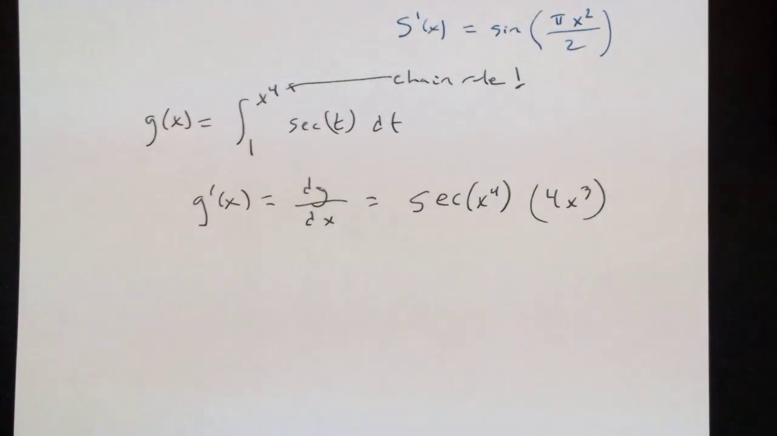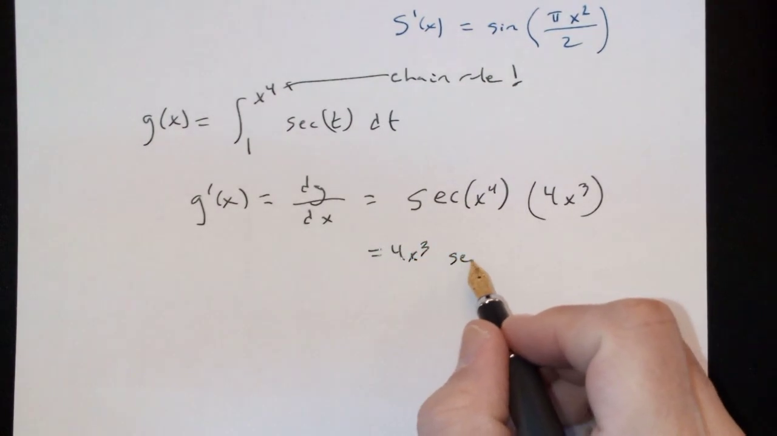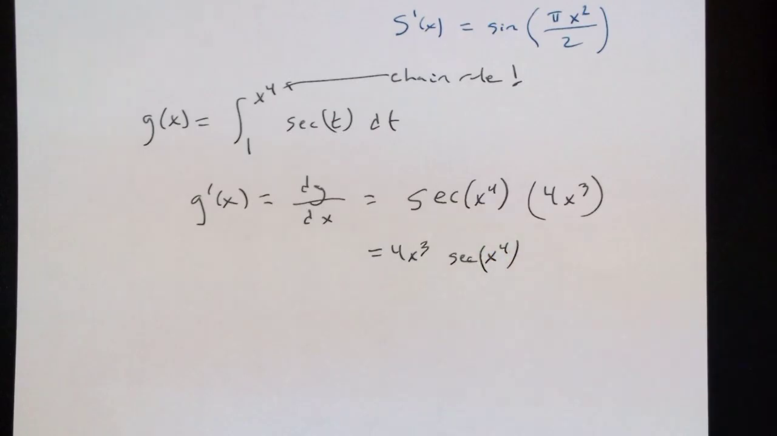Now, again, I put the parentheses around the secant to remind myself that the 4x cubed is not part of the secant. I would tend to write the stuff that is not part of the secant in front, but that's just six of one, half a dozen of the other. Regardless of what that bound is, if I'm taking the derivative with respect to that variable, then that's fine. That upper bound, we just called it x.